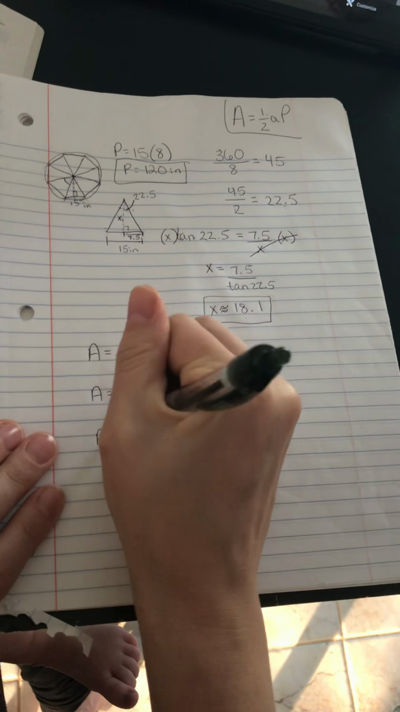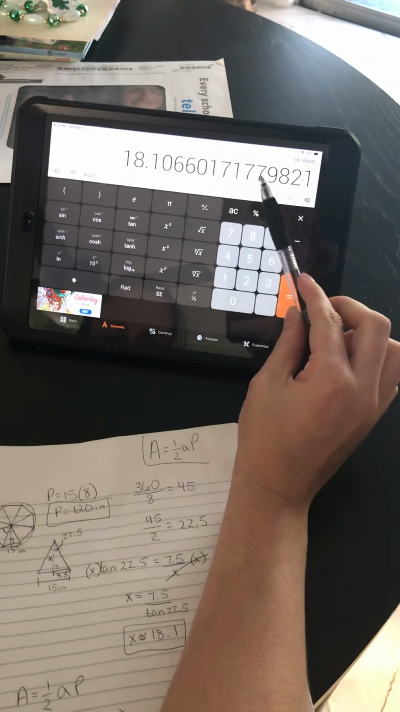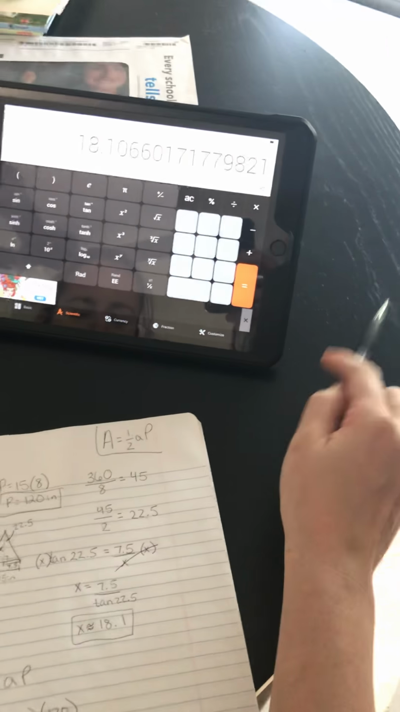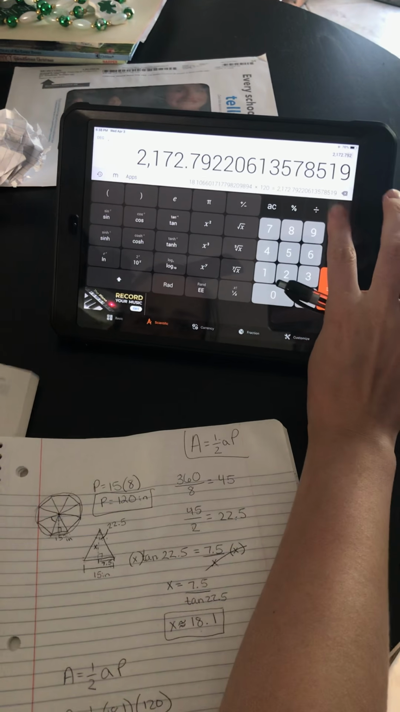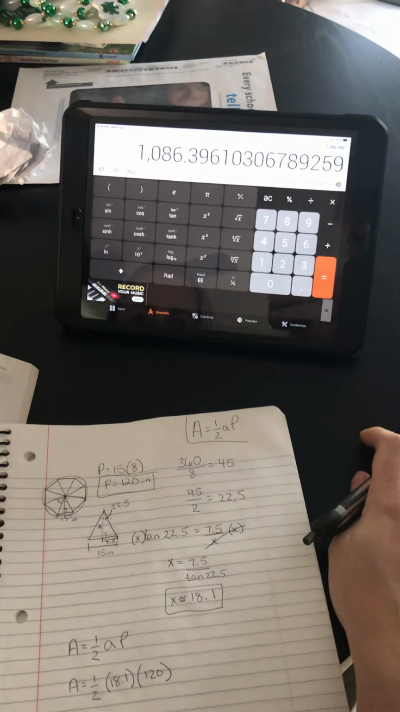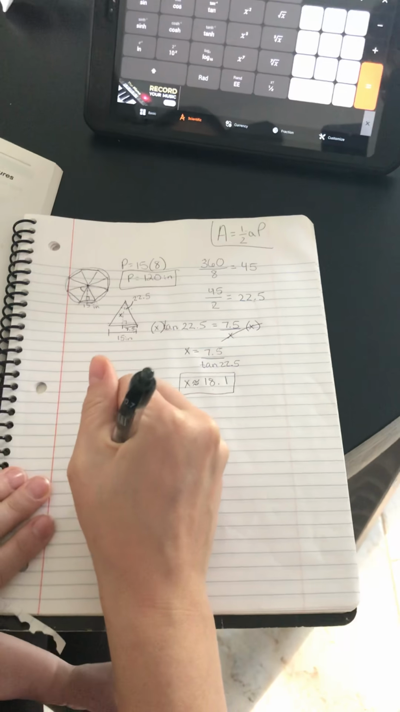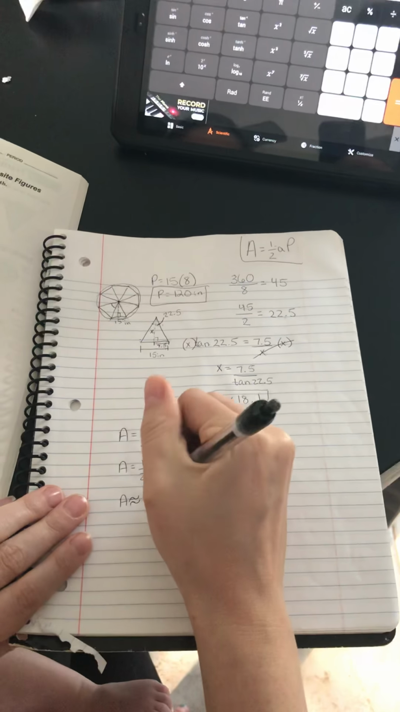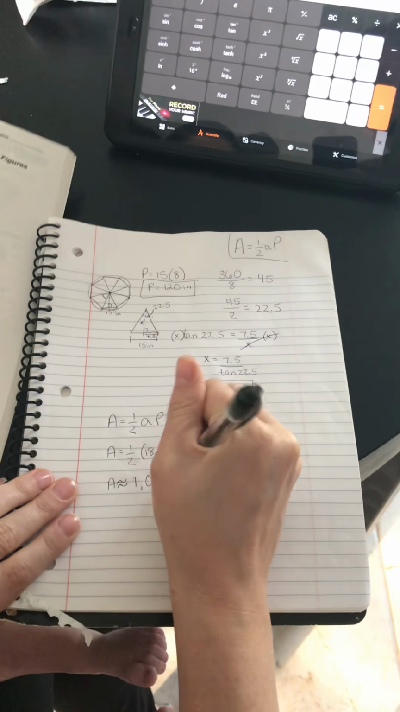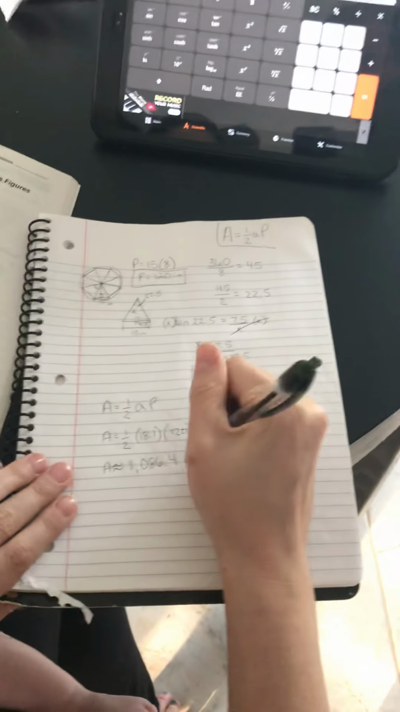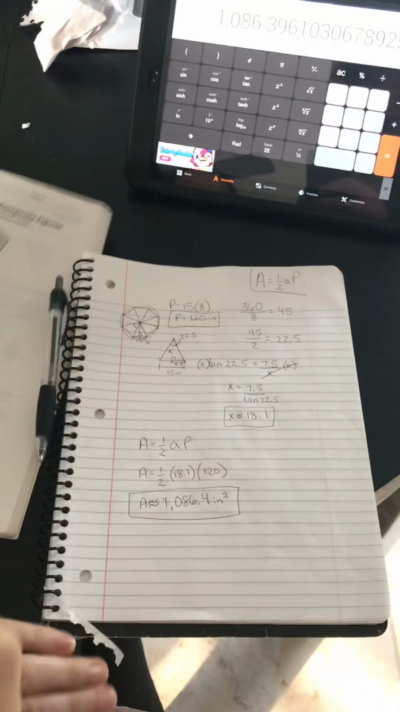So to make my answer nice and accurate, I'm going to leave this big number in my calculator. So instead of rounding it and starting all over, I'm going to leave it in my calculator, multiply that by 120, and then multiply that by 1/2. So the area of our polygon, our octagon, is going to be 1086.4 approximately, and we are working in inches, and it's area, so it is squared. Ta-da!